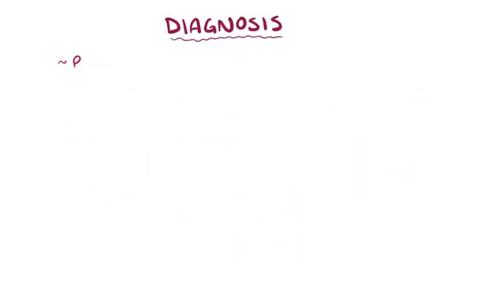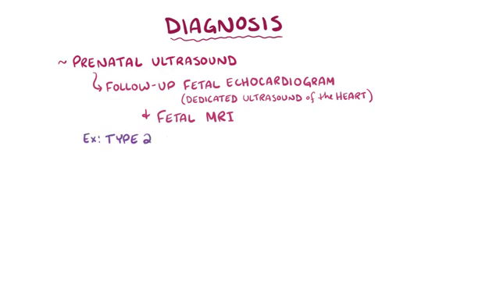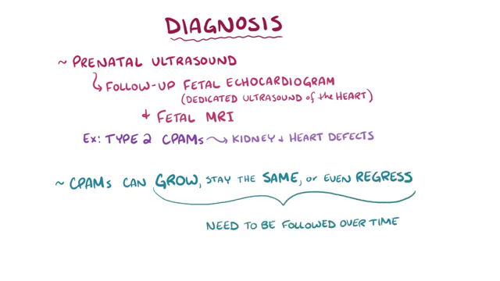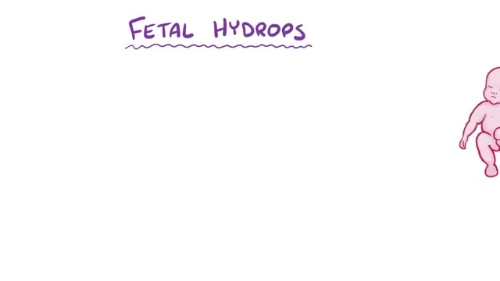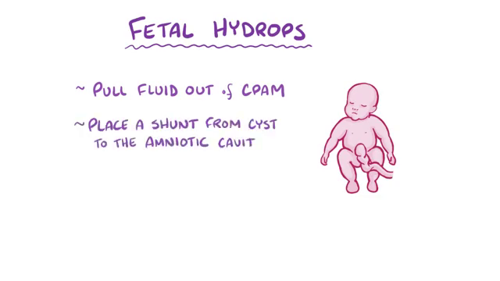Most CPAMs are diagnosed on prenatal ultrasound, and if one is seen, then there's typically a follow-up fetal echocardiogram, which is a dedicated ultrasound of the heart, as well as a fetal MRI to look for any associated malformations. As an example, type 2 CPAMs are often accompanied by kidney and heart defects. CPAMs can grow, stay the same size, or even regress during pregnancy, so they need to be followed over time. If fetal hydrops develops, it might be necessary to pull fluid out of the CPAM to make it smaller, or to place a shunt from the cyst to the amniotic cavity to help it drain, or to do surgery to remove the entire CPAM.